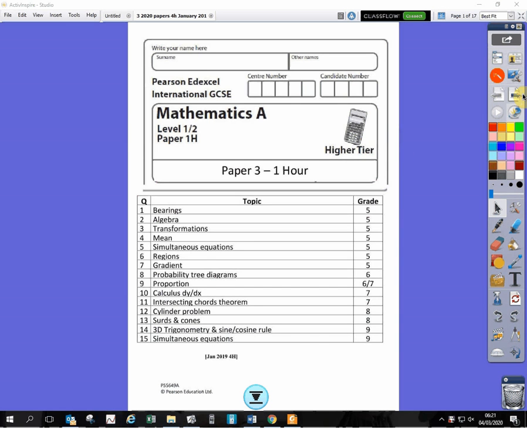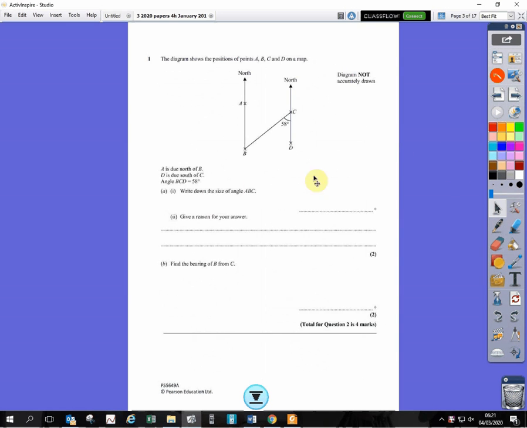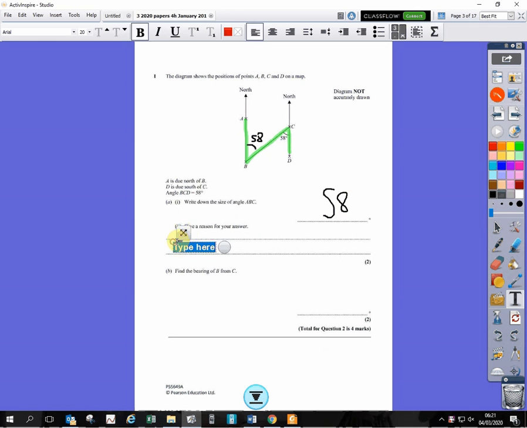Okay, paper 3 solutions. So bearings is the first question. Write down the size of angle ABC. Write down means it's very straightforward, you can just read it off. And there is an alternate angle there, a Z shape. So that means this one is 58. So this is 58 degrees. Give a reason why. And the sentence that you need to write down is alternate angles are equal.